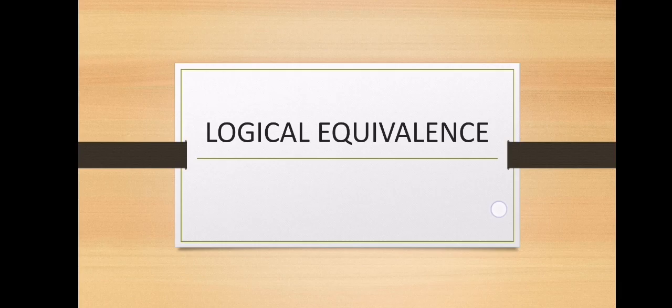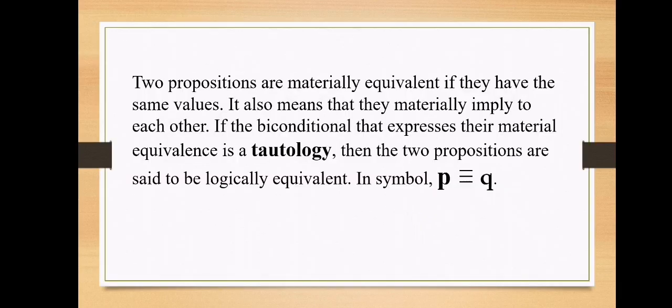Logical equivalence. Two propositions are materially equivalent if they have the same truth values. It also means that they materially imply each other. If the biconditional that expresses their material equivalence is a tautology, then the two propositions are said to be logically equivalent. So we have a symbol: P is logically equivalent to Q.